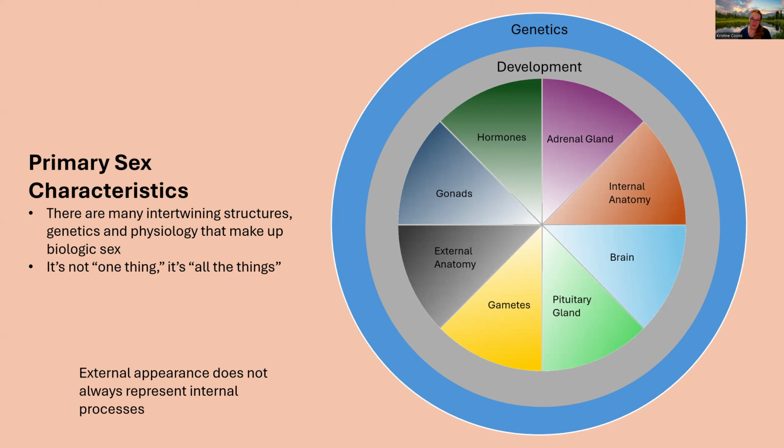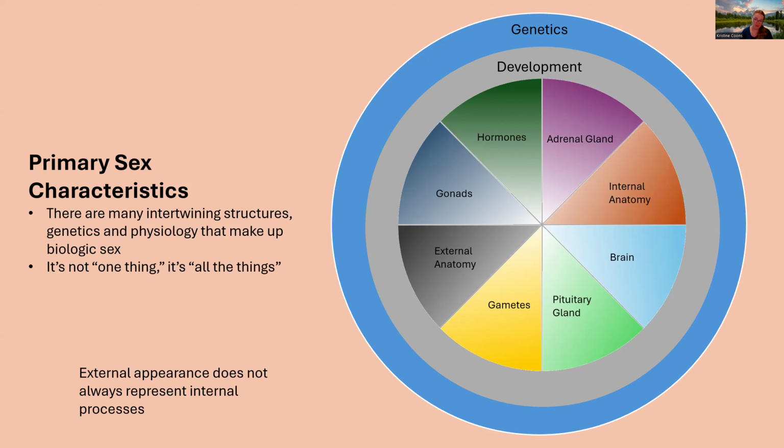What are they doing? Well, in terms of the primary sex characteristics, there's a whole bunch of things that have to work together to make a person who they are. And there's an immense amount of variability in this. So when we talk about ambiguous genitalia at birth, we're talking about external anatomy. How do they look at birth? What that is representing is an internal process that is variable.